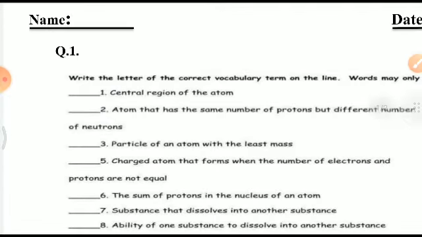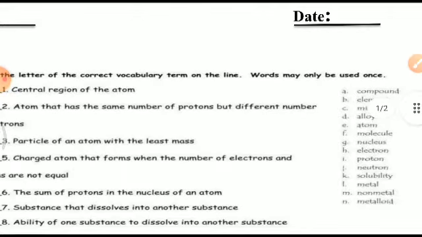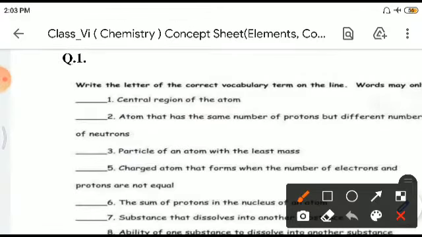A particle of an atom with the least mass, the lightest, among proton, neutron and electron, it is the electron. Electron has the least weight, H. So here you are going to write H.